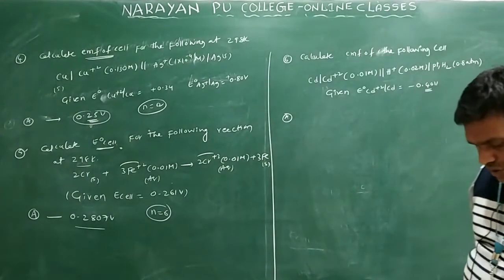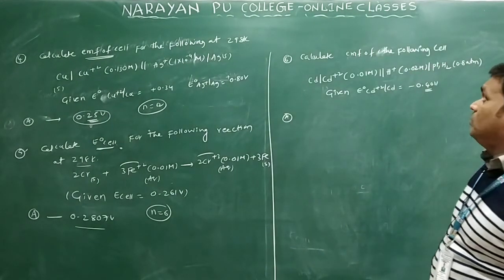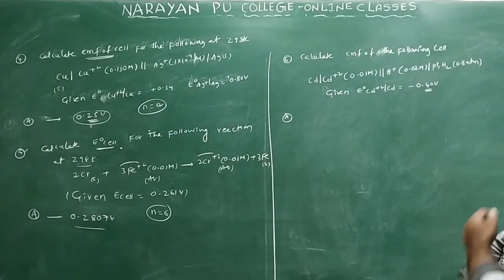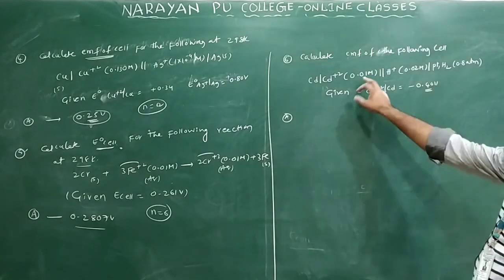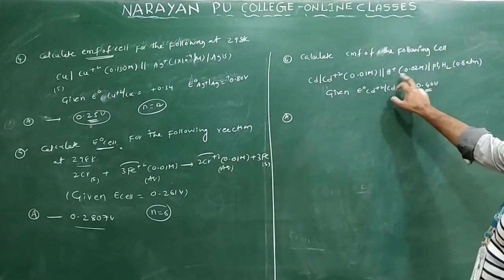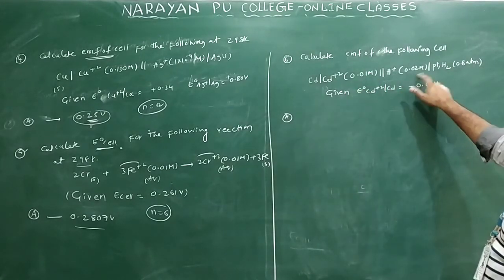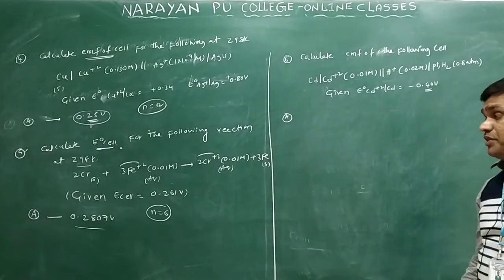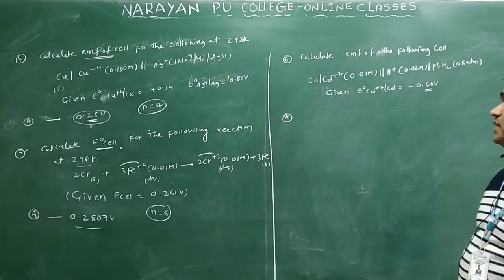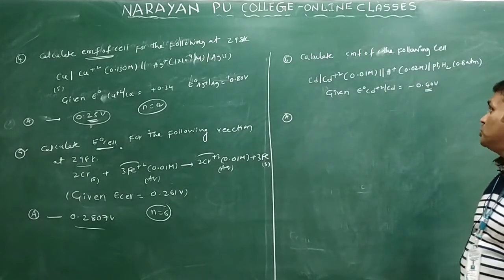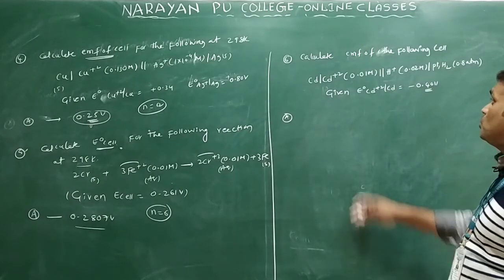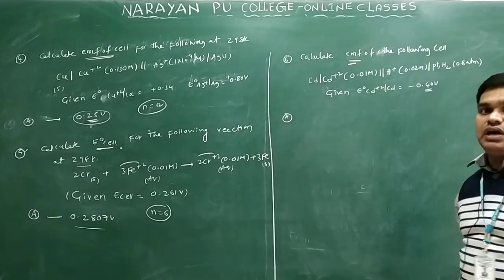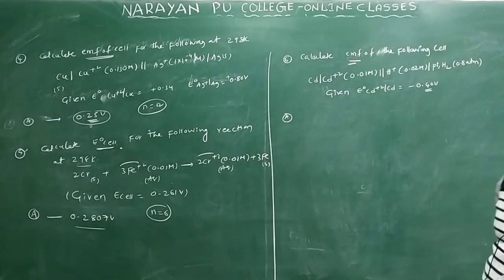See the next question, this is one of the different model questions. Calculate the EMF of the cell for the following cell reaction: cadmium, Cd+2 with concentration 0.01, H+ with concentration 0.02. Here you can see this is a hydrogen electrode, with 0.8 atmosphere pressure given, and E naught of Cd+2 by Cd is given as minus 0.40 volts. They want us to calculate the EMF of the cell only.